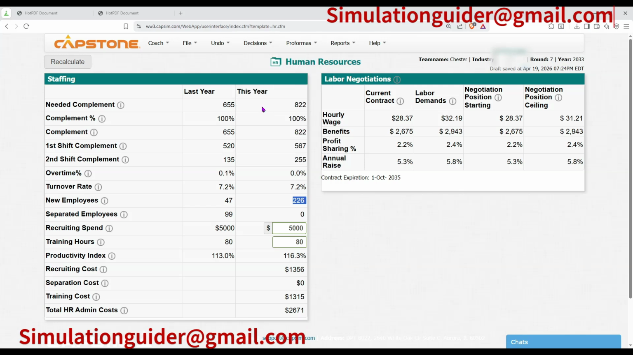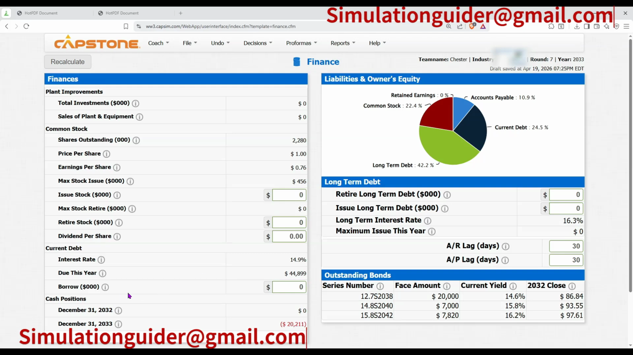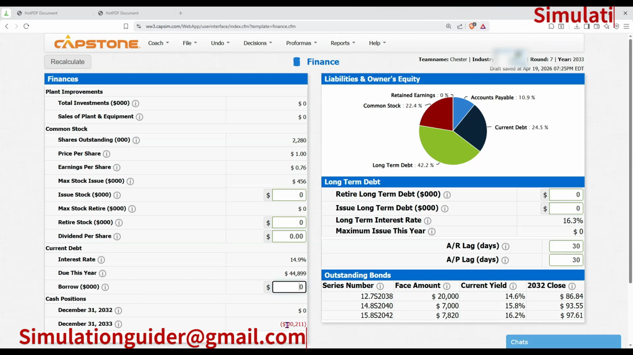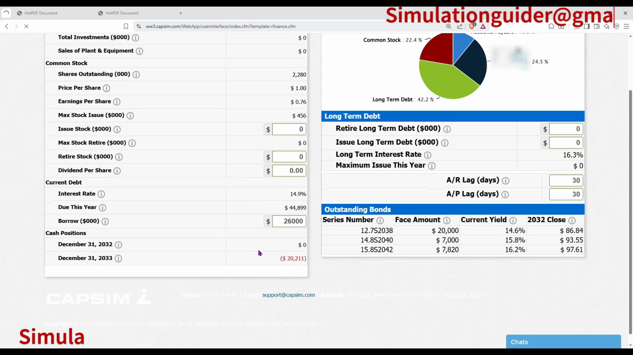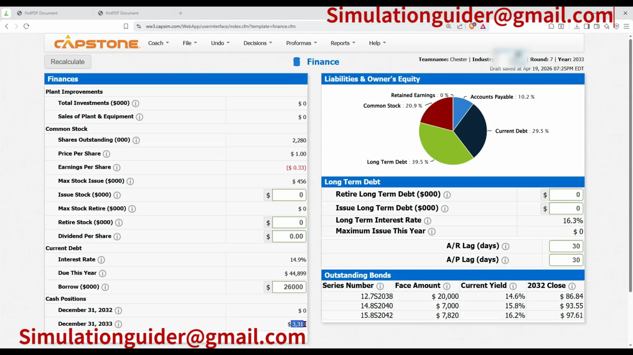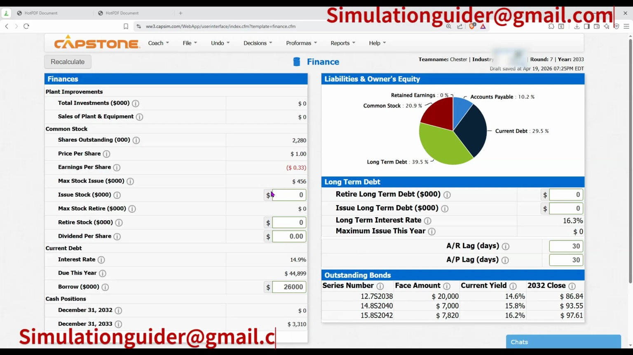Next one is finance, which is our last department in this discussion. You can see that we're ending the year with a negative 20,211. So the amount that's due this year is 44,899. So I'm just going to take a loan of around 26,000, and then I recalculate, and you can see that our ending cash is not bad, it's 3,310. So if everything goes well, we shall clear the emergency loan and be able to get back on track and maximize our profits. Before we end the meeting, I can show you the pro forma, how it looks.